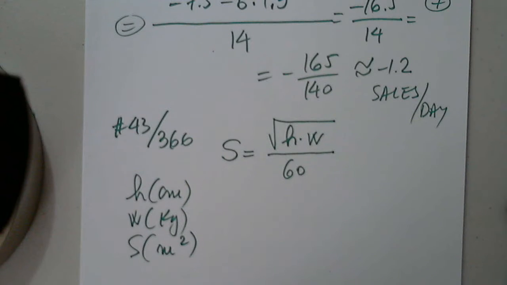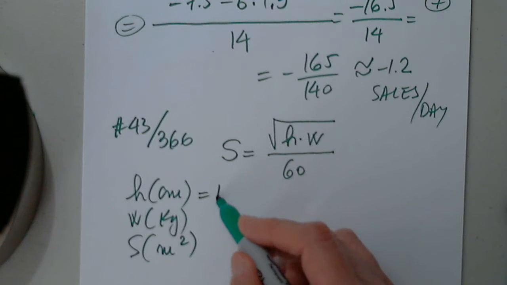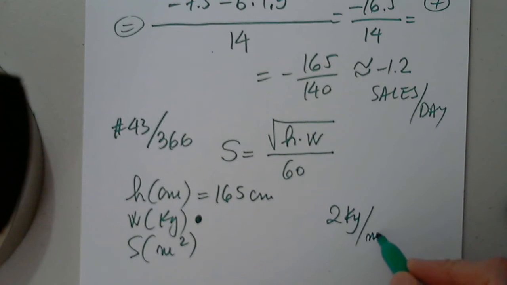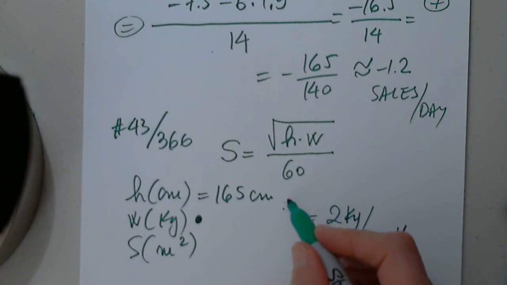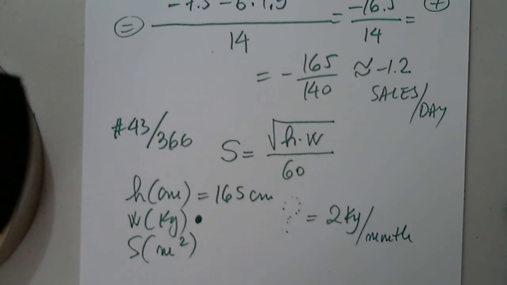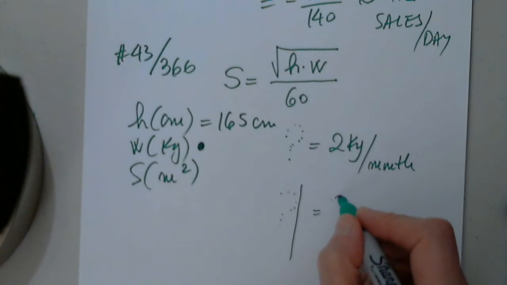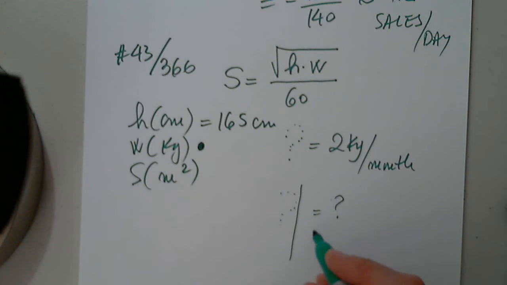Okay, assume that Kim's height is a constant. So the height, this is given to us as a constant, 165 centimeters. But she's losing weight. If she loses 2 kilograms per month, how fast is her surface area decreasing? When she weighs 70 kilograms.